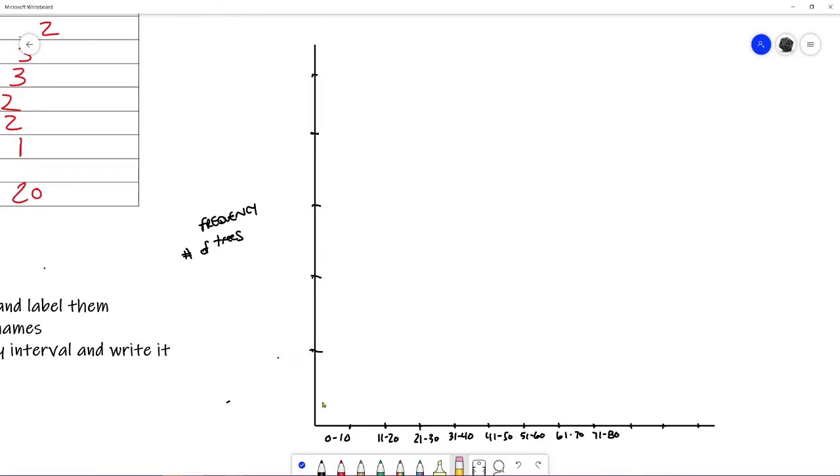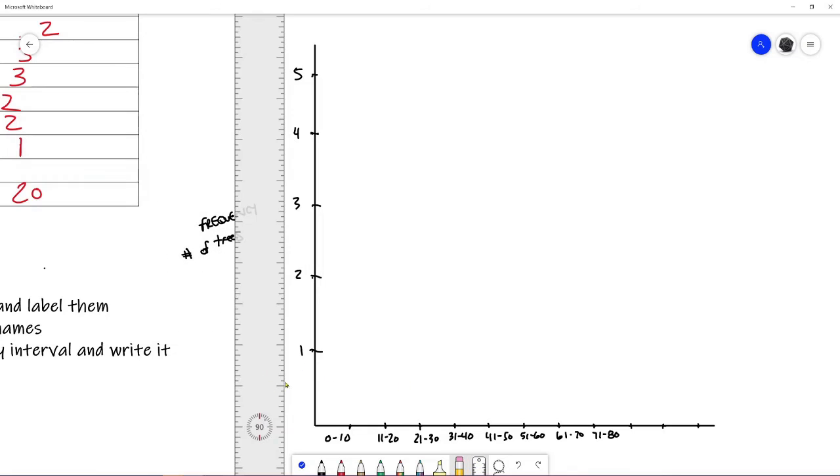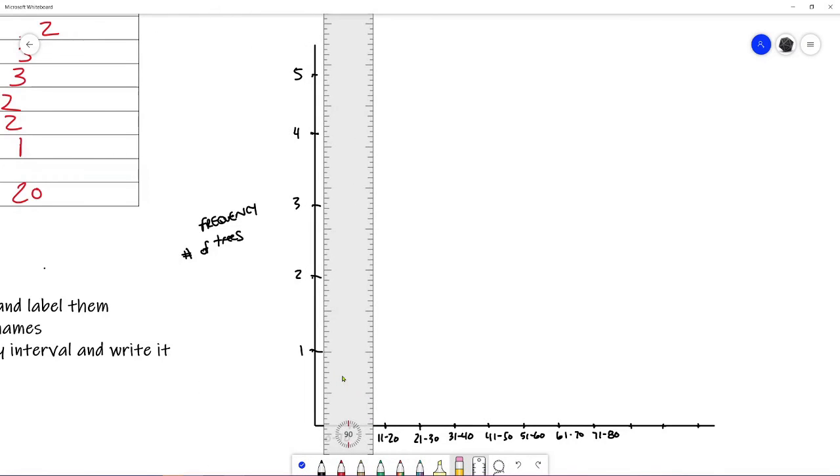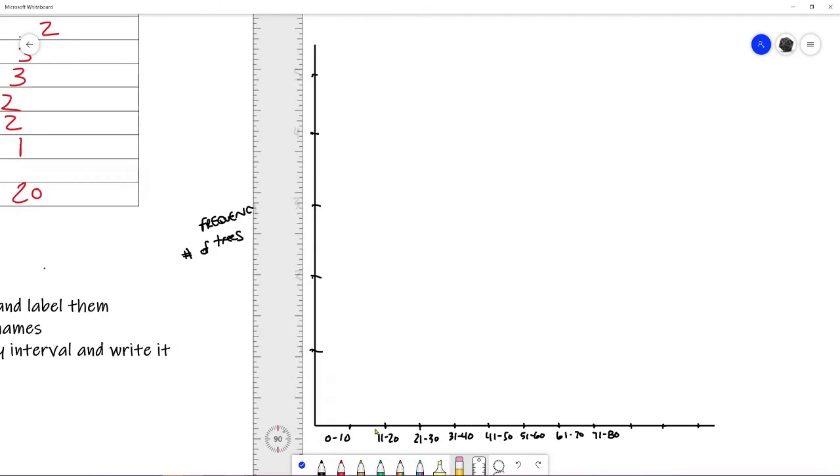So this is going to be 1. Let's get rid of our ruler. 1, 2, 3, 4, 5. Great. So now we have a label for our y-axis. We have a label for our x-axis. We've numbered everything. We're ready to start drawing our bars. We know that they have to be connected. So here's how we're going to do that. Very similar to creating a bar in our bar graph. But now what we're going to do is we're going to make sure that they're all connected.